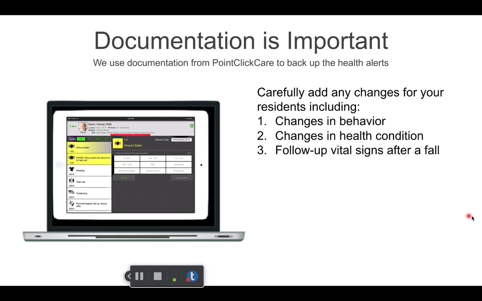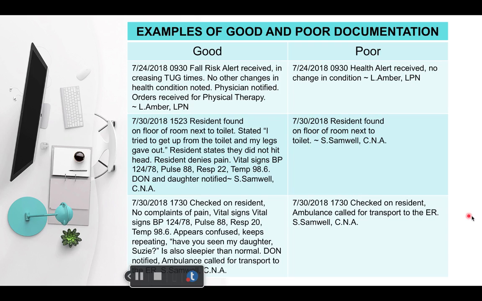Just as a reminder, I know you use PointClickCare. Make sure that you document as much as possible during the upcoming 6 to 12 months while we finish up this grant process. Any changes on your residents, changes in behavior, health condition, follow-up vital signs after a fall, those are all important aspects to document. And of course, the more detail, the better.